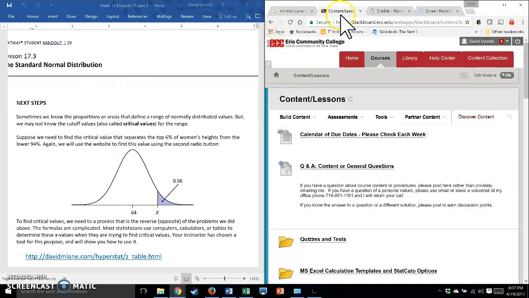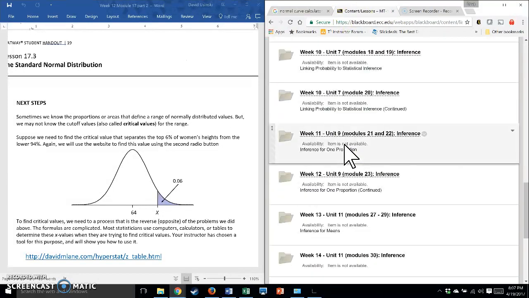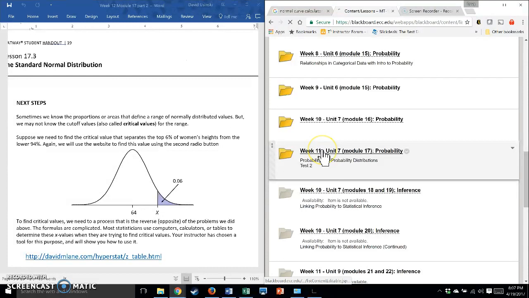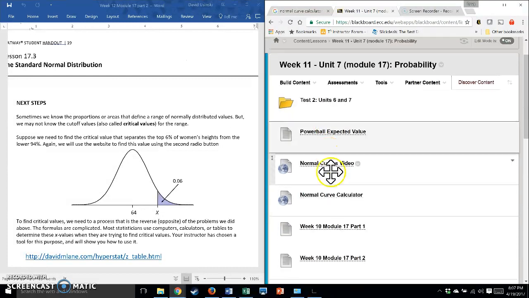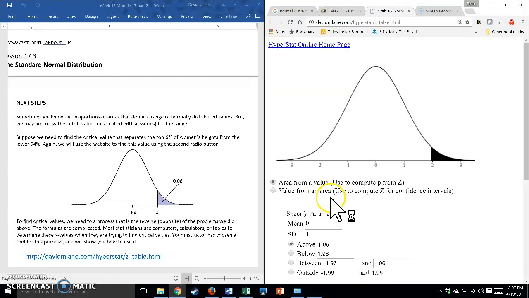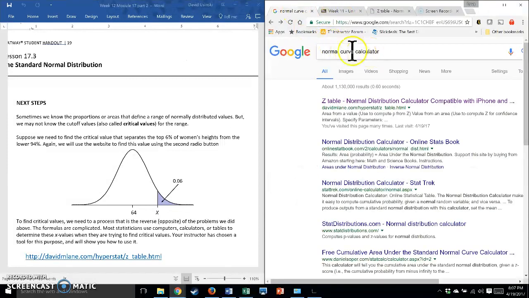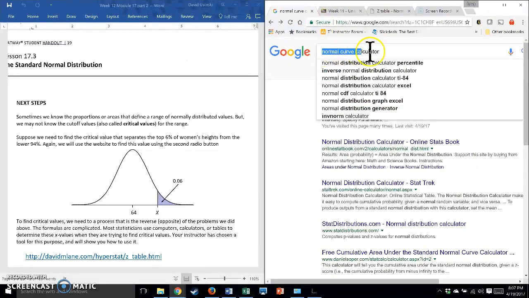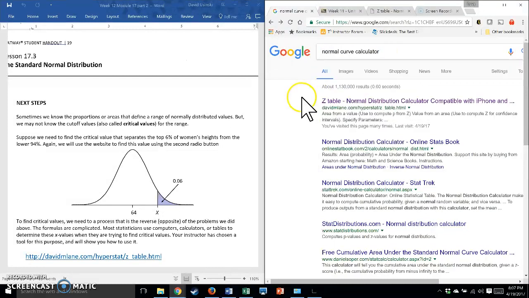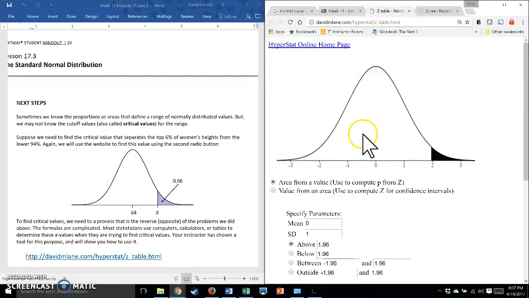Okay, so just as a reminder, how do we find that calculator? We go into week 11 and we click on the normal curve calculator and that opens this up. If you wish to use Google to find it, you just type in normal curve calculator and the website you want is the David M. Lane. Alright, so this tool is very valuable in helping us do these problems.